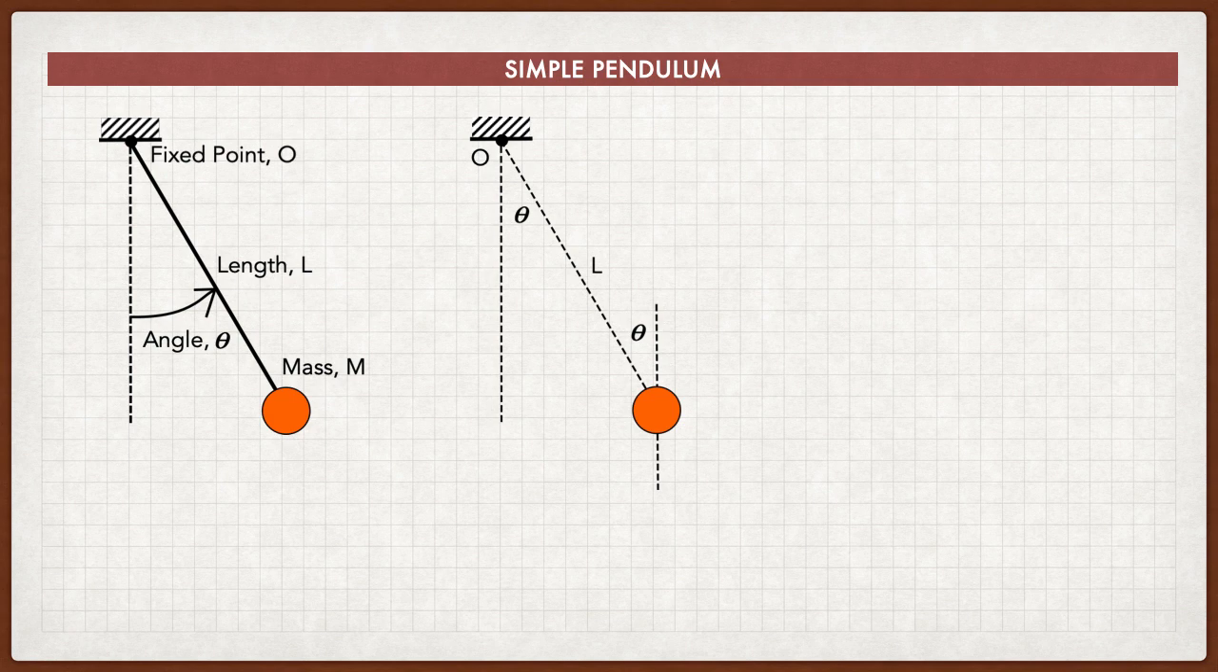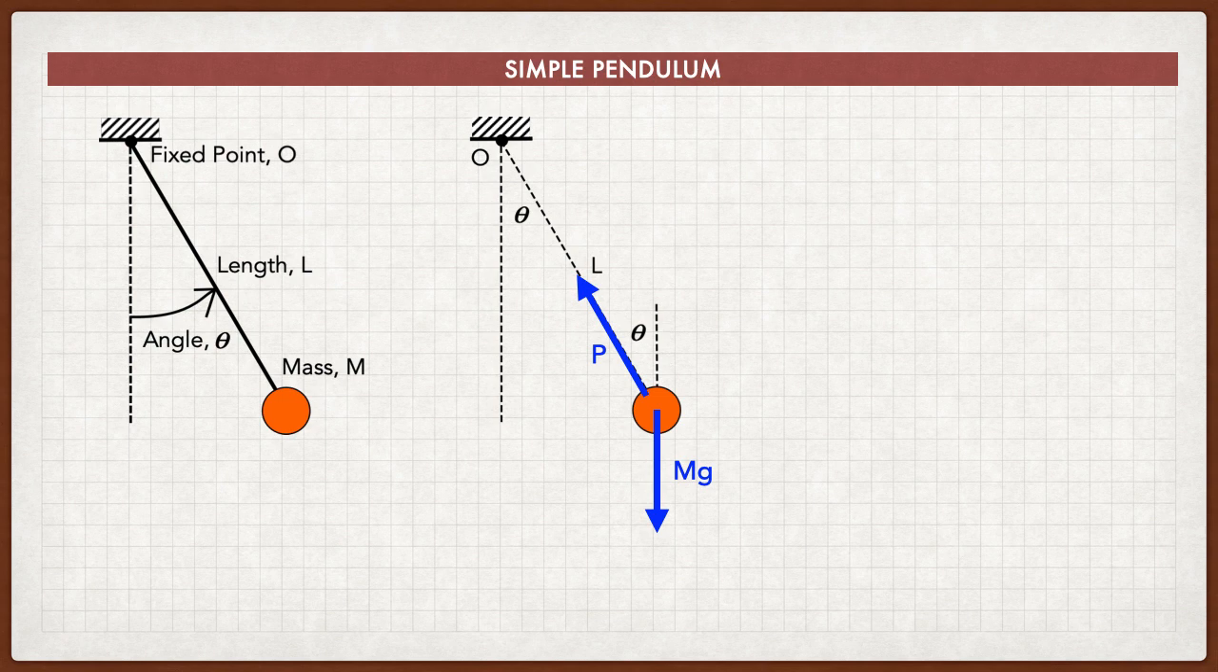Let's make an FBD of the mass at the end of the string. There's weight down, mg. There's the tension force in the string. I know we usually call it T, but we're going to use T for period, so let's call it P, for pull. And that's it. The body is not in equilibrium. Its motion, direction, and velocity change constantly. But point O stays put.